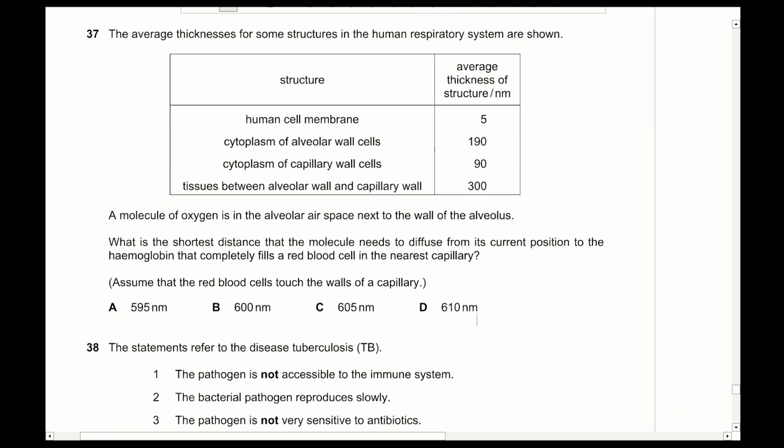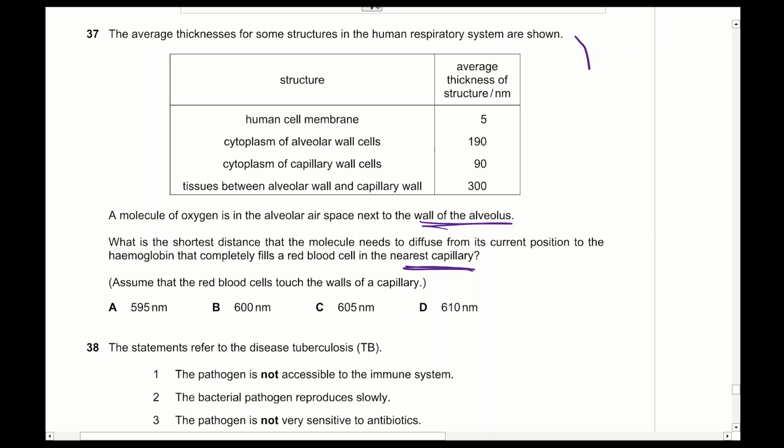Question number 37. The average thickness for some structures in the human respiratory system are shown. A molecule of oxygen is in the alveolar airspace next to the wall of the alveolus. What is the shortest distance that the molecule needs to diffuse from its current position to the hemoglobin that completely fills a red blood cell in the nearest capillary, assuming the red blood cell touches the walls of the capillary?